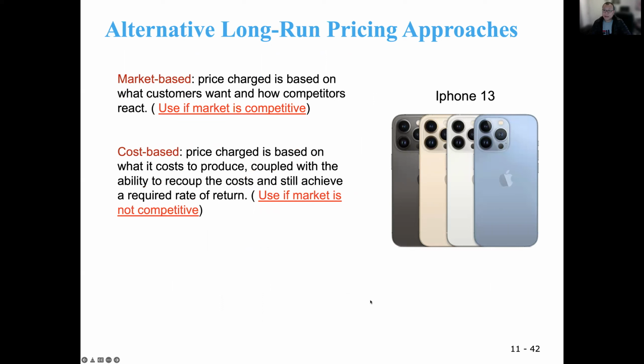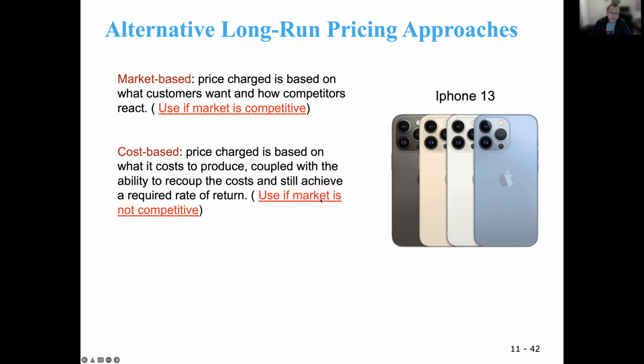If the market is very competitive, you are using the market-based approach. Under this approach, the price charged is based on what customers want and how competitors react. This would be the grocery retailer store example. The price you are charging is based on what customers want, so you can't overprice, because the customers will go to your competitors for the product or the service.